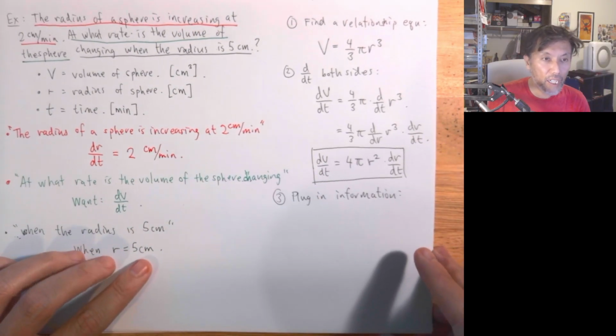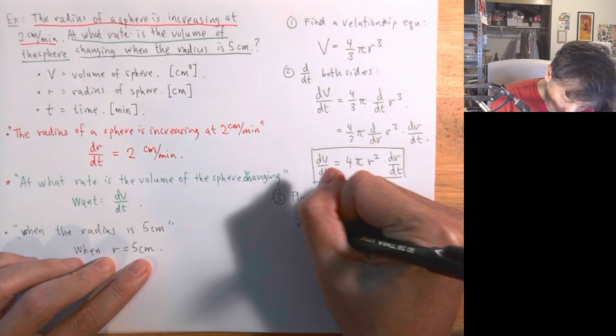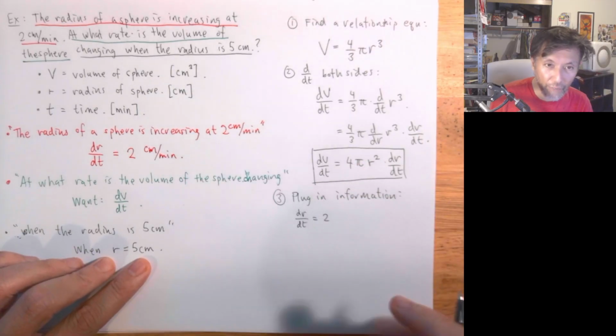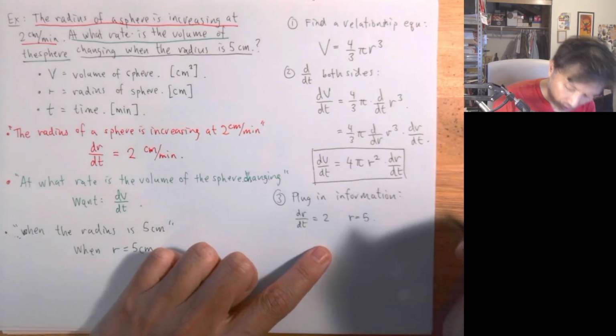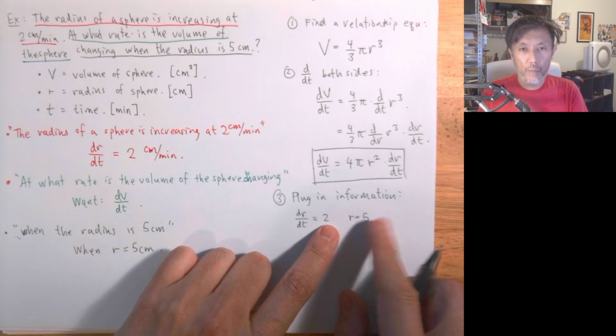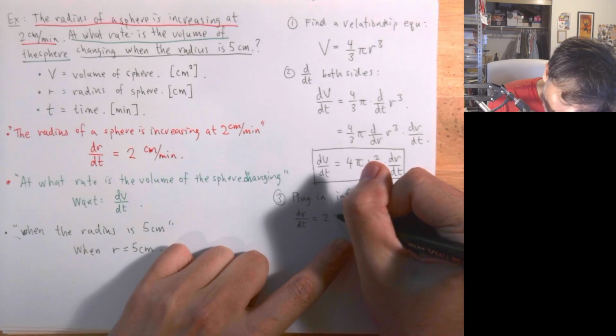So we're going to plug in particular, dr dt, which is equal to 2 centimeters per minute. I'll just leave off the units. And r is 5. Actually, can I just say something about units? Remember, this has units of centimeters. This has units of centimeters per minute.